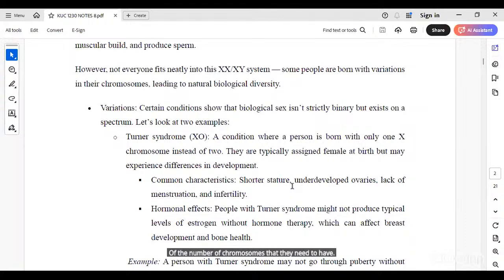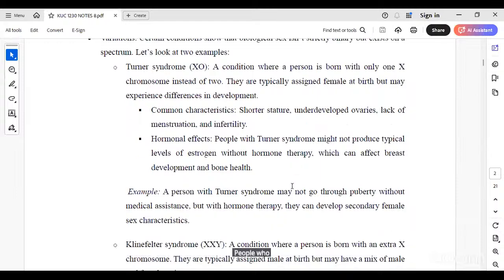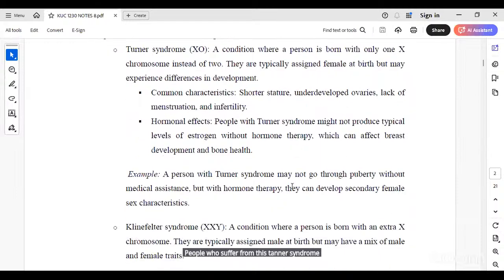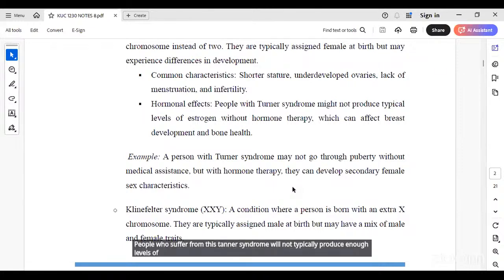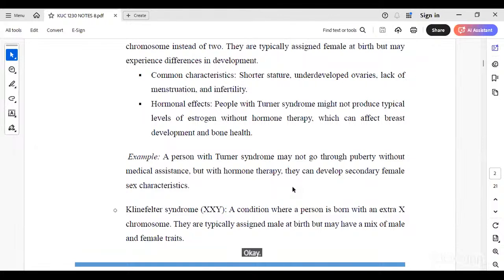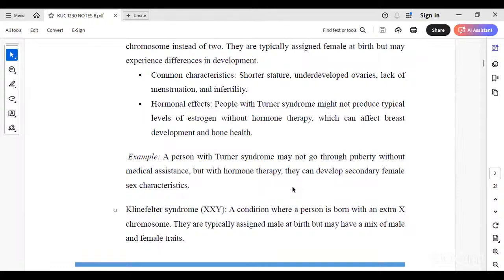So even based on the level of hormones, people who suffer from Turner syndrome will not typically produce enough of the hormones they need. For example, estrogen. Unless the level of estrogen in their body is increased, they might not even develop breasts.